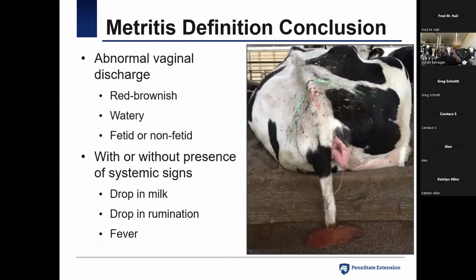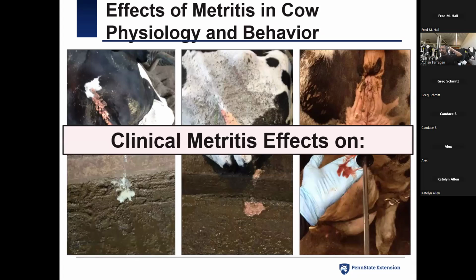So if we have to conclude on what is the actual definition that we can definitely apply on our farms, I would say an abnormal vaginal discharge, which is red, brownish, watery, with or without fetid smell, and with or without systemic signs, right? Drop in milk, drop in rumination, fever. But it may not have those. Again, it could be local, or it could be already more severe. But these are our metritis animals. This is what we should define as metritis. All right, so what are the effects of metritis on physiology?